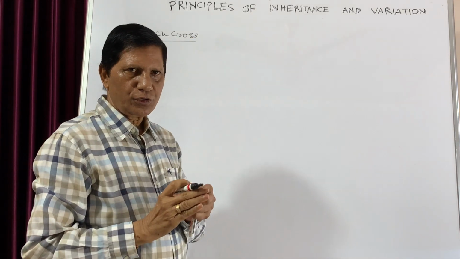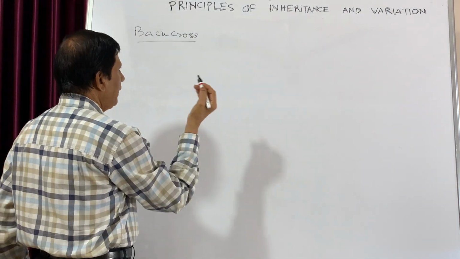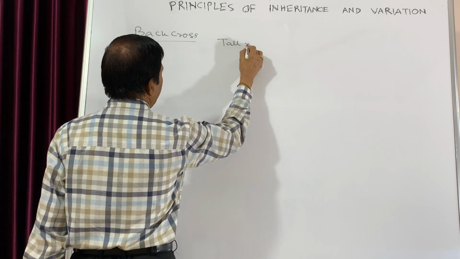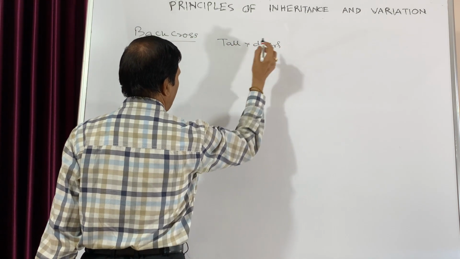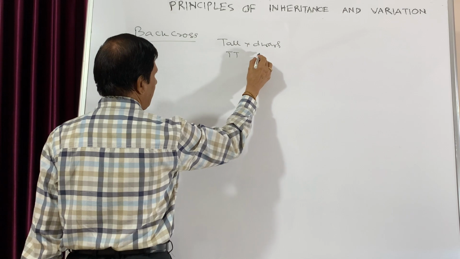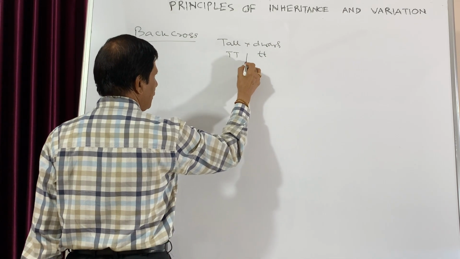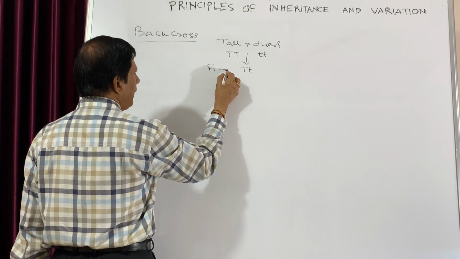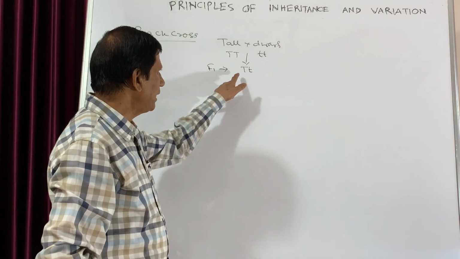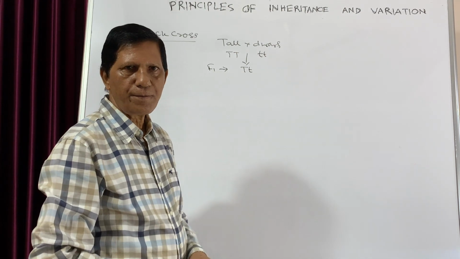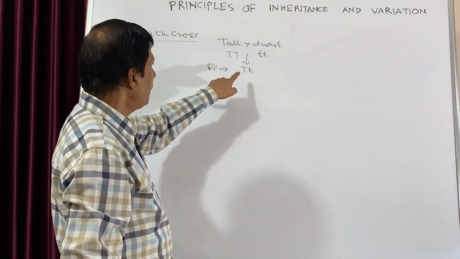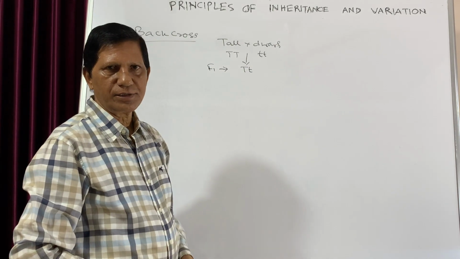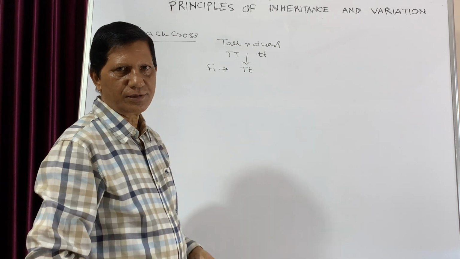What is backcross? Usually we know that in a case of monohybrid cross, when a tall plant is crossed with a dwarf plant, so this will be capital T, and this will be small t, and the F1 hybrid will be heterozygous, having one allele capital T, the other allele small t. Now, if this F1 hybrid is crossed with any one of the two parents, that is known as backcross.